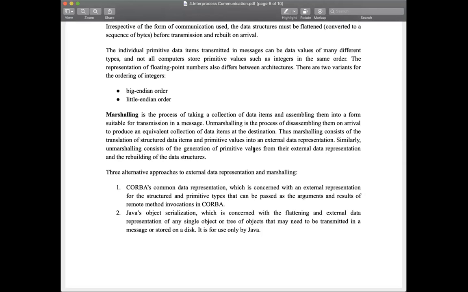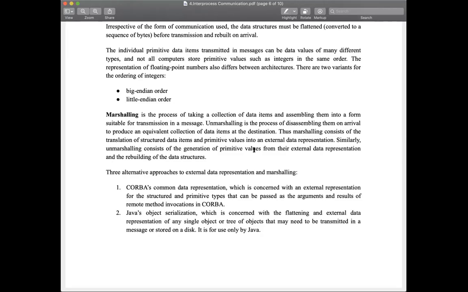So marshalling is kind of a concept or the process we are talking about: assembling the data items and disassembling of those data items, right? So in order to communicate that information or the data structure through the network between two processes, we first do the marshalling or the assembling part of that message, right?